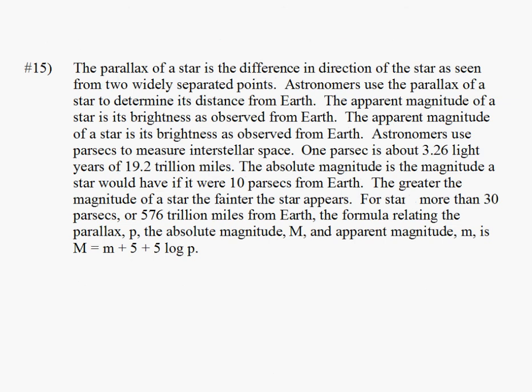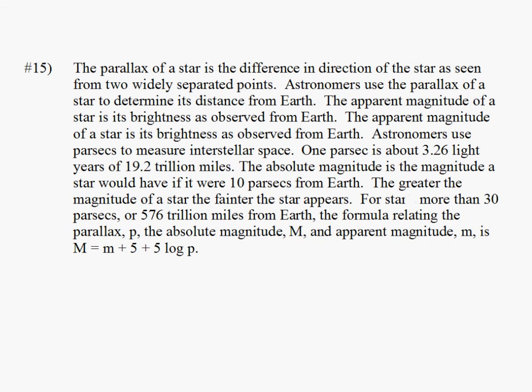15. The parallax of a star is the difference in direction of the star as seen from two widely separated points. Astronomers use the parallax of a star to determine its distance from Earth. The apparent magnitude of a star is its brightness as observed from Earth. Astronomers use parsecs to measure interstellar space. 1 parsec is about 3.26 light years, or 19.2 trillion miles.